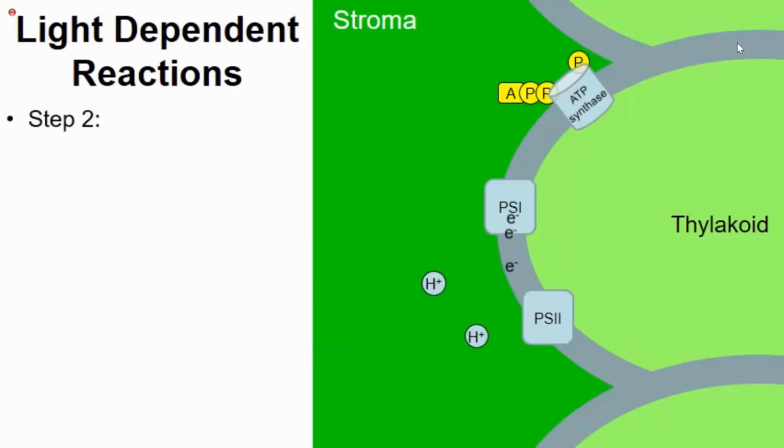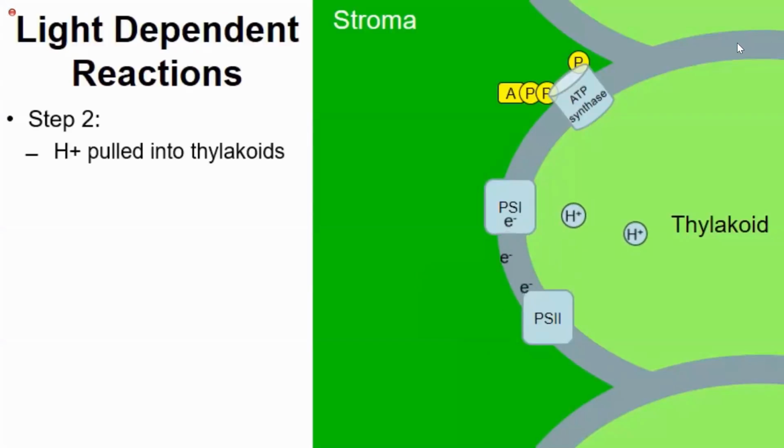When we move on into the second step, I've added some hydrogen ions into the stroma because there are dissolved molecules and ions in the stroma, and these hydrogens are going to play an important role. As the electrons move through the thylakoid membrane, they will power and turn on protein pumps that will pull the hydrogens into the thylakoids. As more and more hydrogens accumulate, this is going to make a really large concentration of hydrogens, which we'll see why that's important in a little bit.